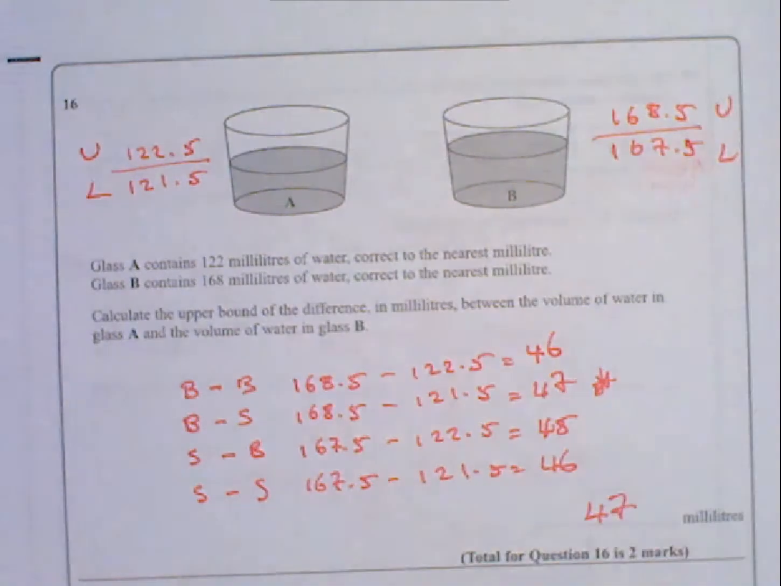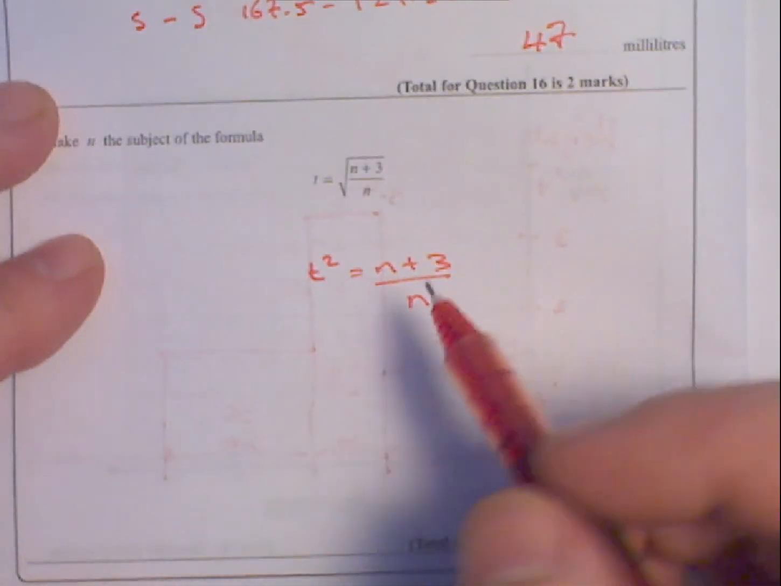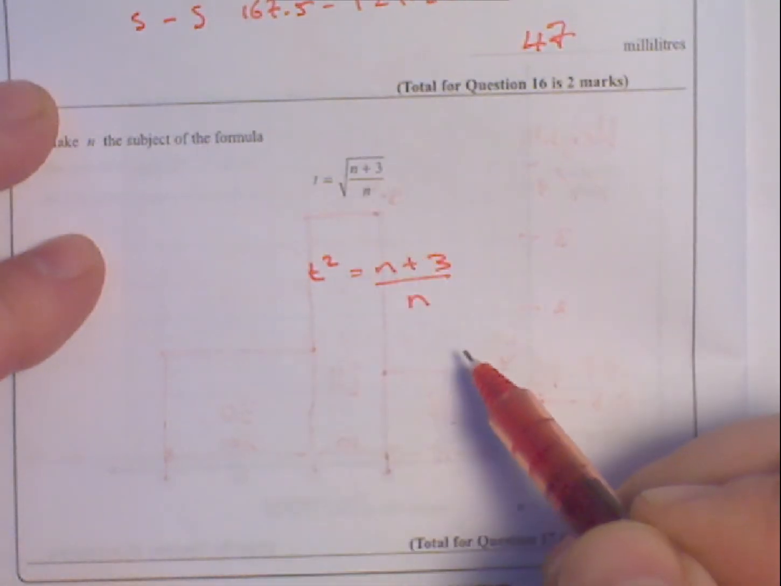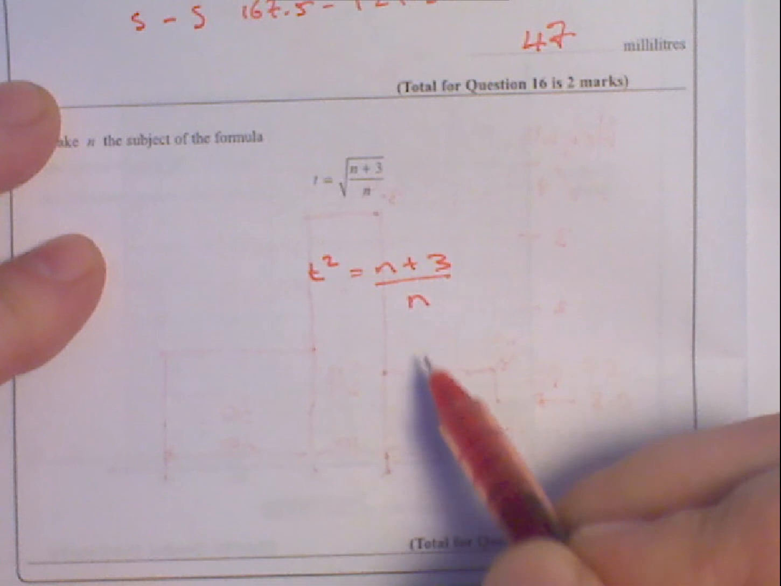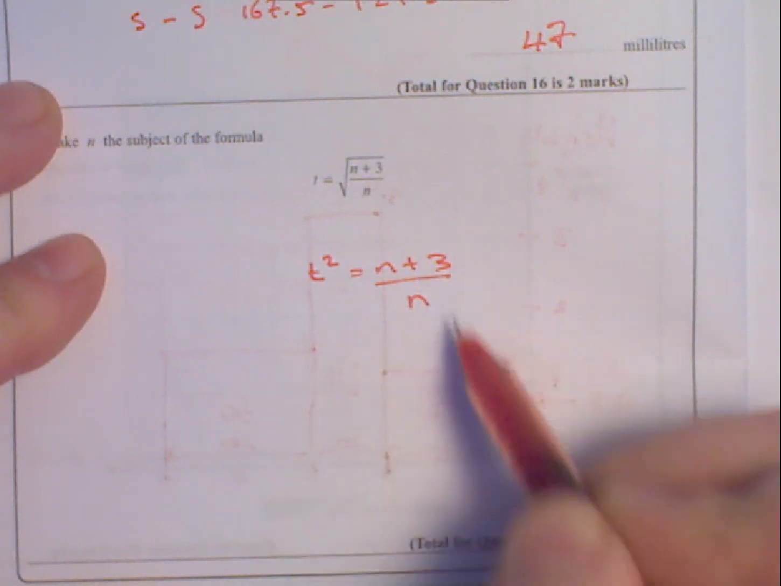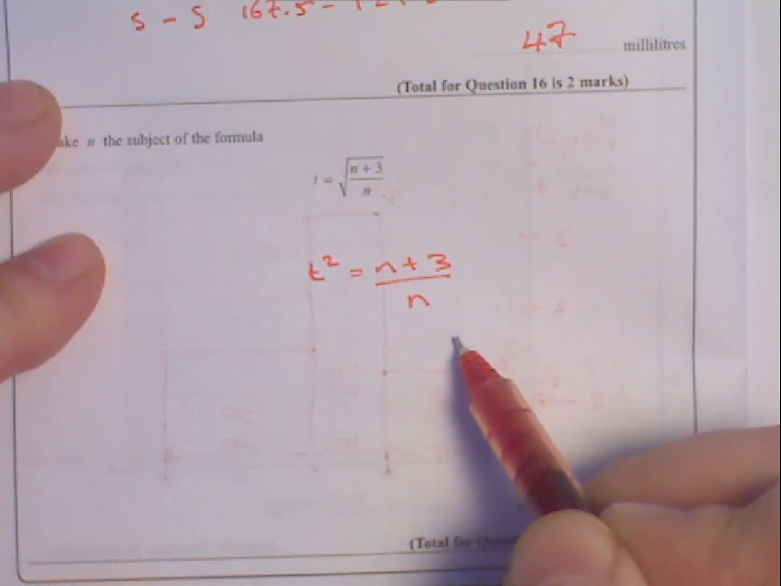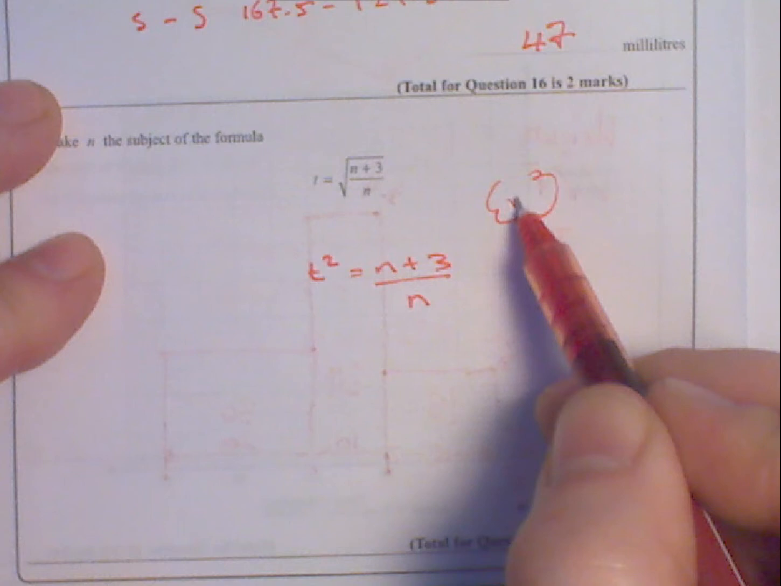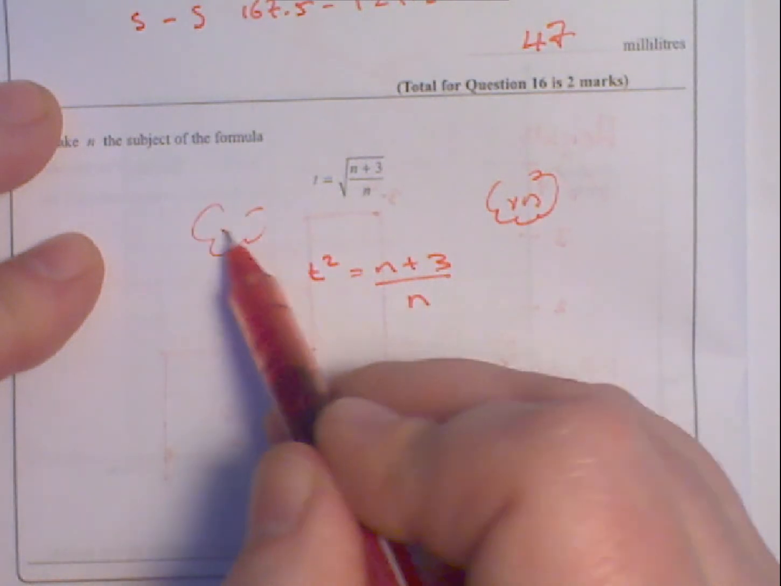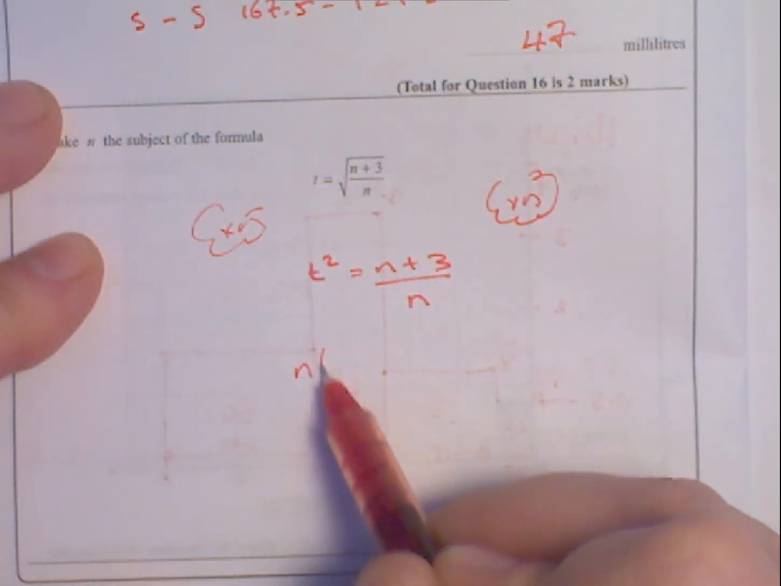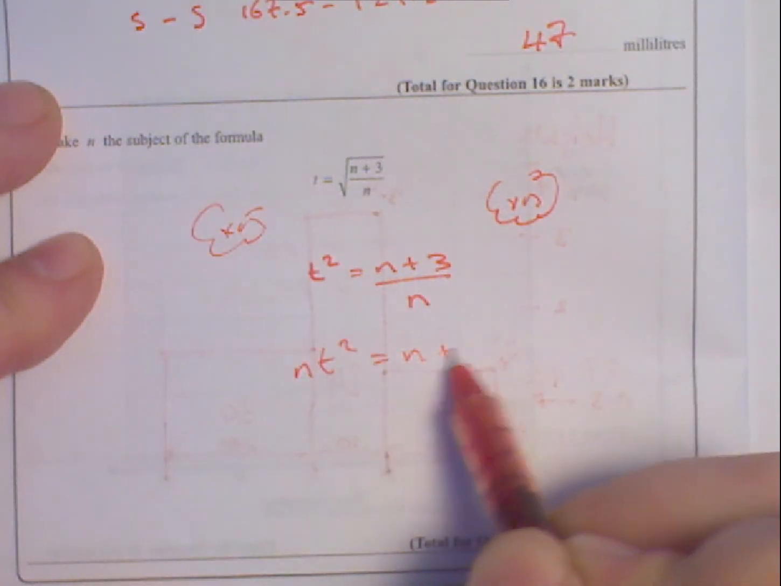And finally, we've got this question here, which is tricky because of the two n's. The first thing I did was get rid of the square root, which gives me t squared. Then I'm going to get rid of the fraction by multiplying both sides by n, which gives me nt squared equals n plus 3.